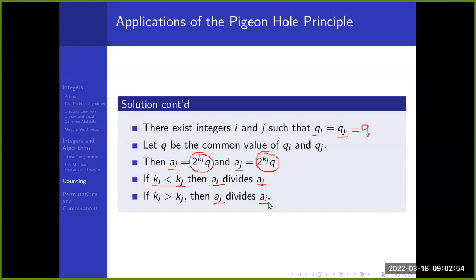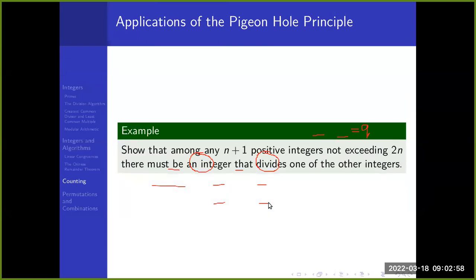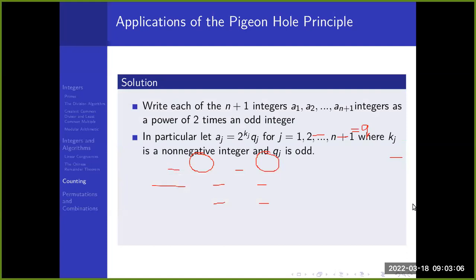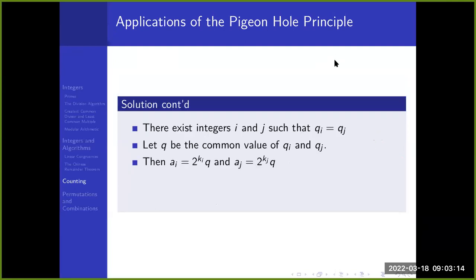So if you pick a list of n plus 1 numbers from a set of numbers that does not exceed 2n, then there must be at least one integer that divides another integer in that set. Is that making sense? So that's the end of the proof.